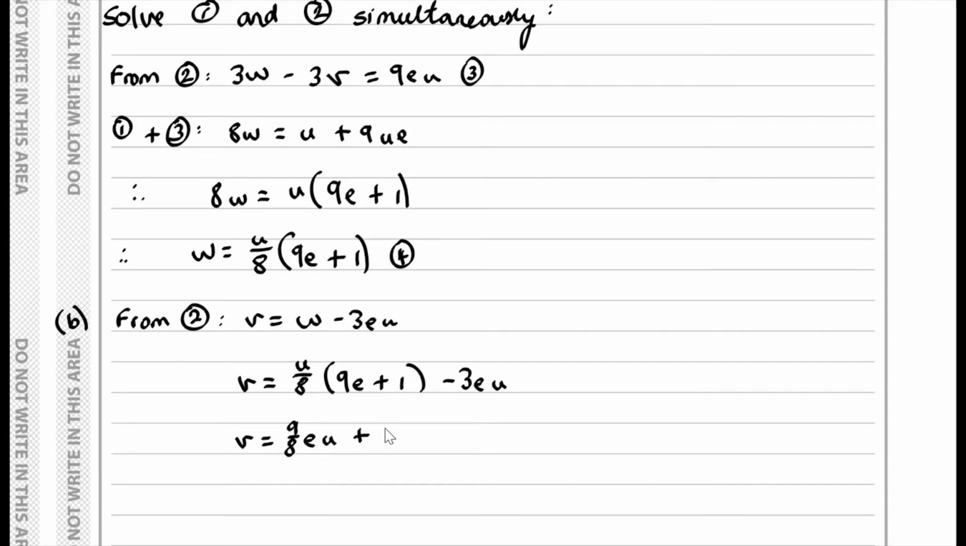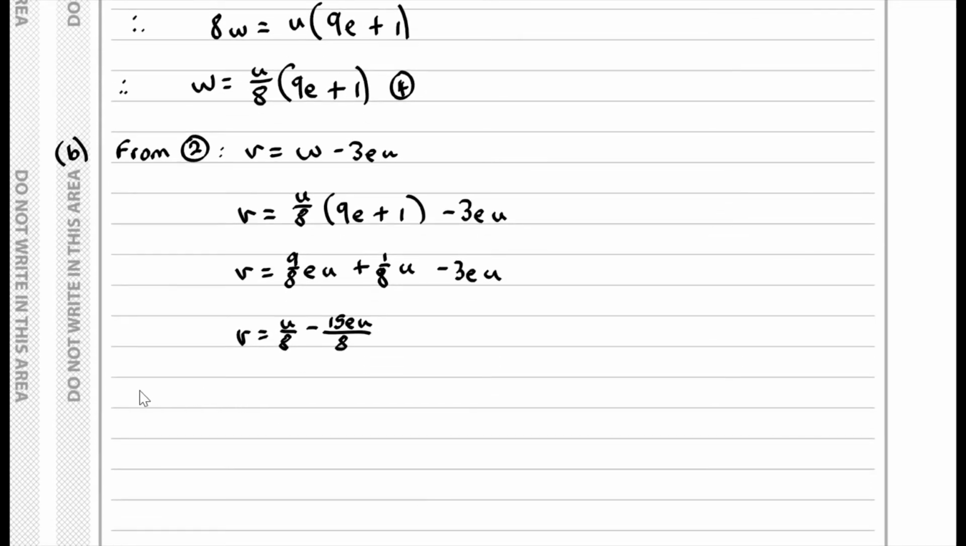And then we have 1/8 of U minus 3EU. So V is equal to U over 8 minus 15 over 8 EU. And if we factorize out a U over 8, hopefully you can see that V is equal to U over 8 lots of 1 minus 15E.